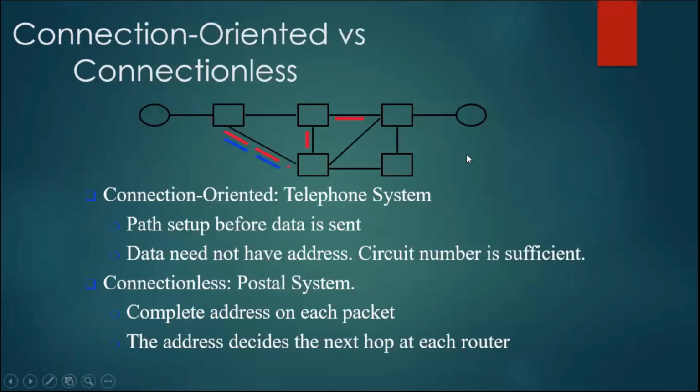Then you have something called connection-oriented versus connectionless. Connection-oriented is, again, the telephone system. Even before you call, there is a path which is already set up, like cell towers. The nearest cell tower will take your request forward to the next closest tower, and the tower will reach out to the destination address, right?